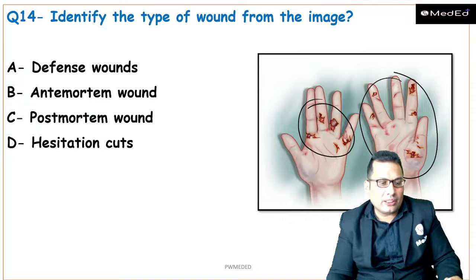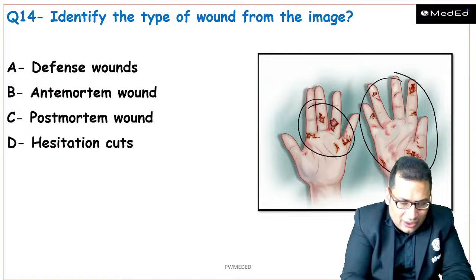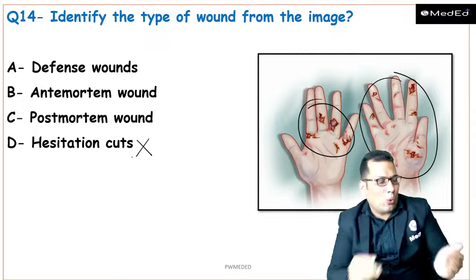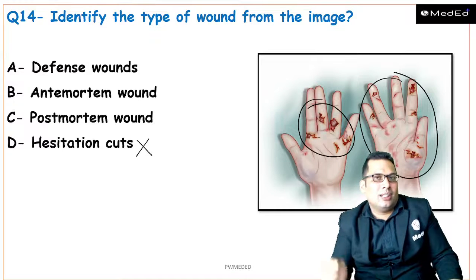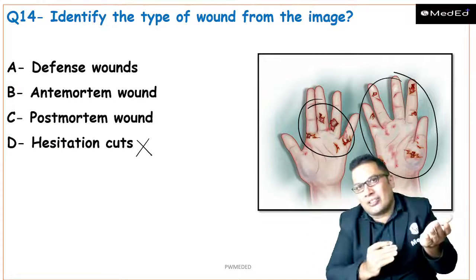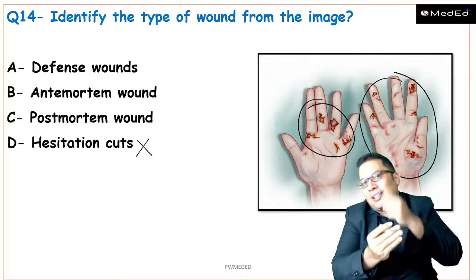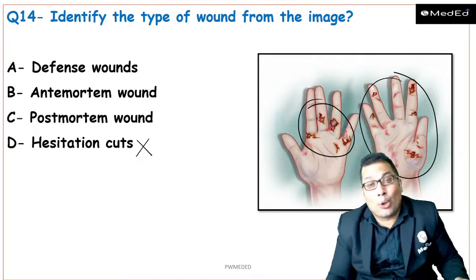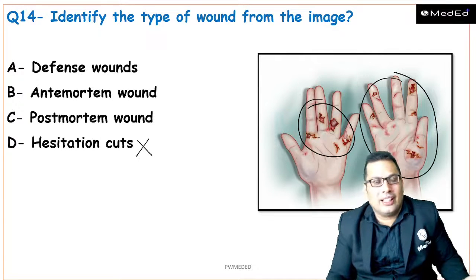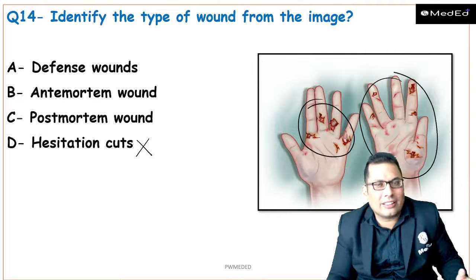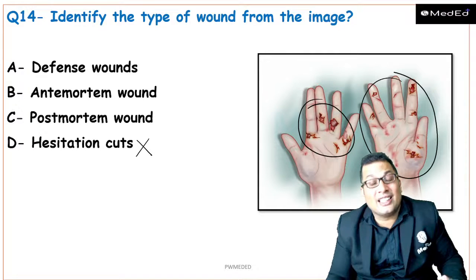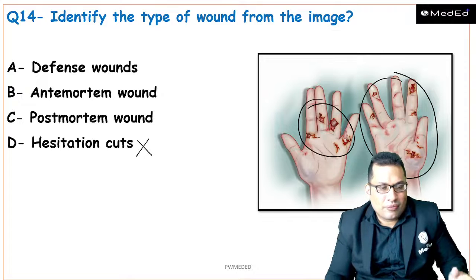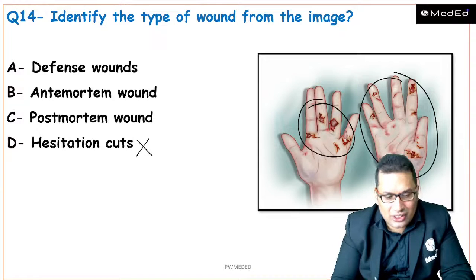Let's go one by one. Hesitation cuts are usually seen over the wrist. Over the wrist, they are commonly seen: a right-handed person over the left wrist, a left-handed person over the right wrist. They are seen in cases of suicidal tendencies, borderline personality disorders, or any psychiatric illness with a tendency of suicide. You will see hesitation cuts there. So not the answer.